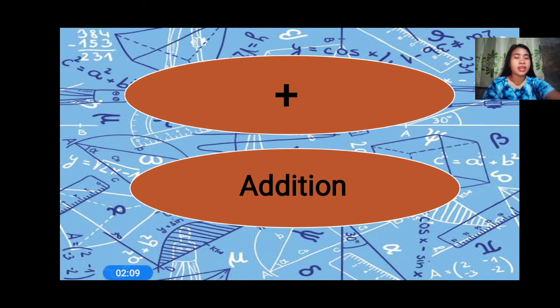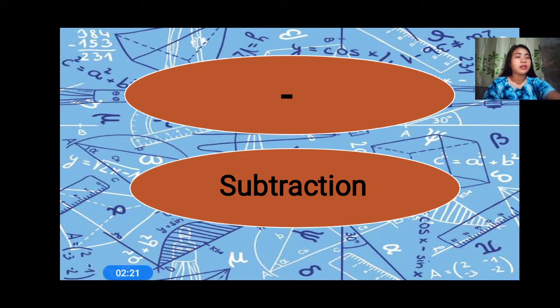Okay, and then we have, what is that? Minus sign. So if we see a minus sign, what are we going to do? We are going to subtract. So the operation that we are going to use when we see a minus sign is subtraction. So we have plus sign for addition and minus sign for subtraction.